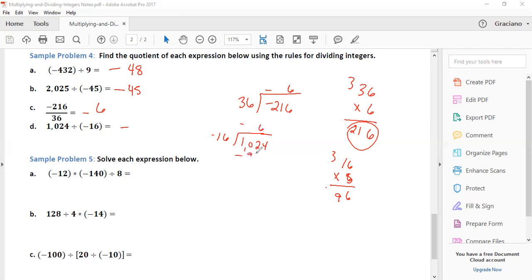I'm not going to get any closer to 102 than 96. And when we subtract 96 from 102, we're going to get 6. And we bring down the 4. And 16 goes into 64 4 times. So my answer is negative 64.